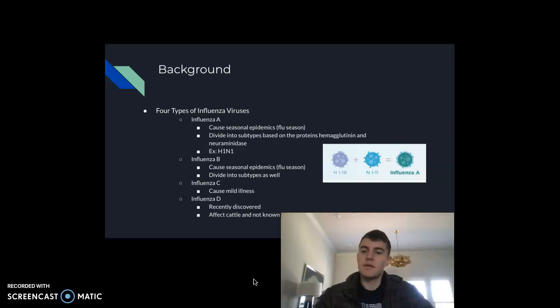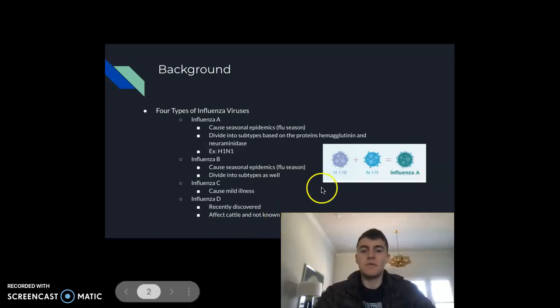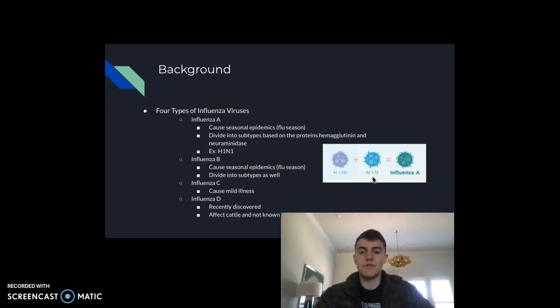So type A can divide into further subtypes based on the proteins on the surface of the virus called hemagglutinin and neuraminidase. And so there's actually 18 possible hemagglutinin proteins and 11 possible neuraminidase proteins. And whatever combination of the two is what gives you an influenza A virus. So an example of that would be H1N1, but it's not limited to that because there's over 100 combinations.